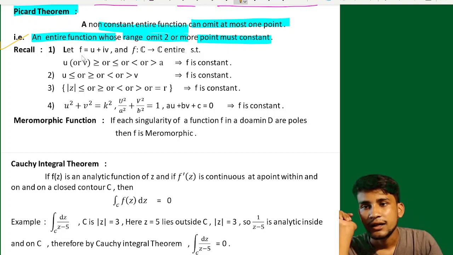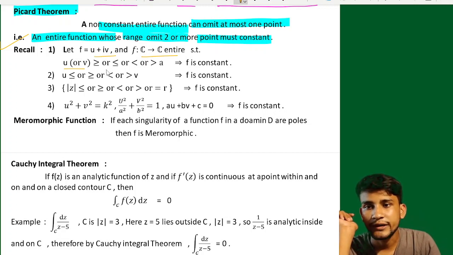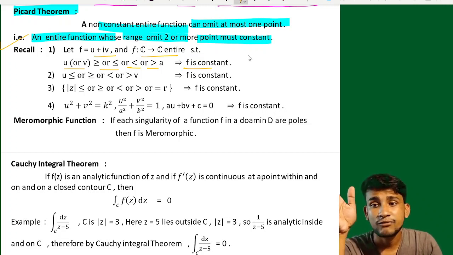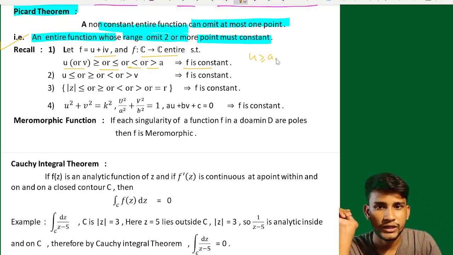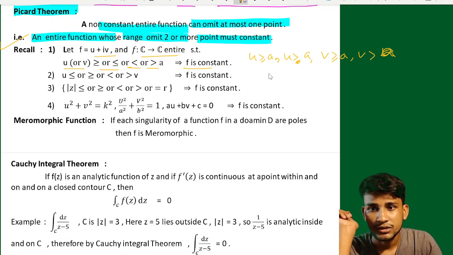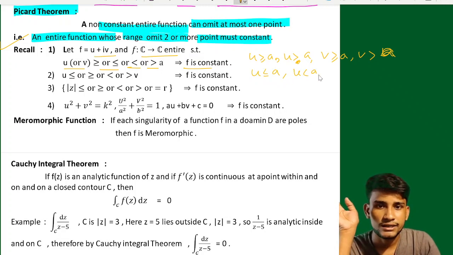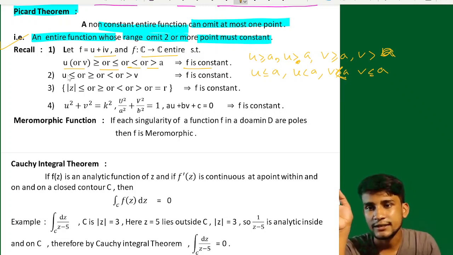Important recallings: let f equal to u plus iv, and f from C to C be an entire function such that u or v is greater than or equal to, less than or equal to, greater than, or less than a constant; then f is constant. That means here 4 cases are given: u strictly greater than a, v greater than or equal to a, v greater than b, or any constant, with equality also. u less than or equal to a, less than a, v greater than a, v greater than or equal to, less than or equal to a. These are all included in this line. Total 8 conditions are given on the first line.